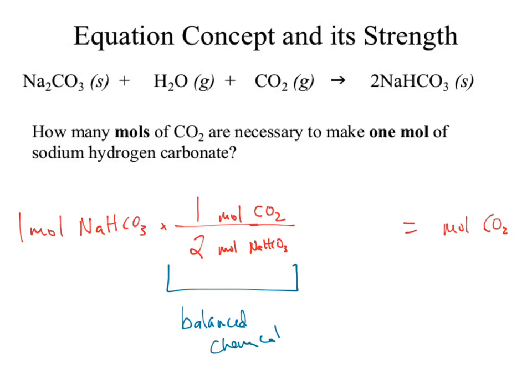Where'd you get the 1 from? I don't see anything written in front of that. Remember when we talked about balancing equations? There's nothing written there. It's an implied 1. So we know we have 1 mole of CO2 and 2 moles of sodium hydrogen carbonate. We go through and solve, and we end up with 0.5.